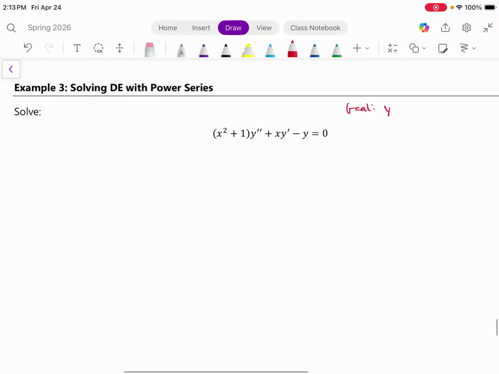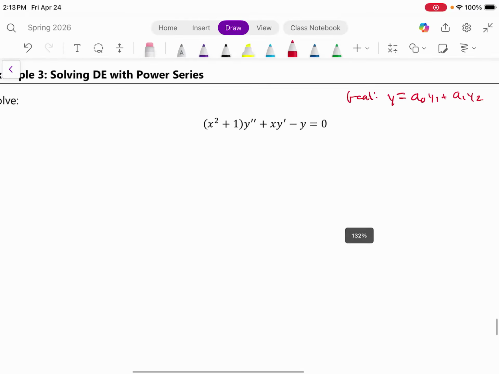that look like y equals a naught times y1 plus a1 times y2, right? Where y1 and y2 are some type of power series solutions. So it's going to be a long process, but we'll get through it. But remember, that's our goal when we're taking these appropriate steps.